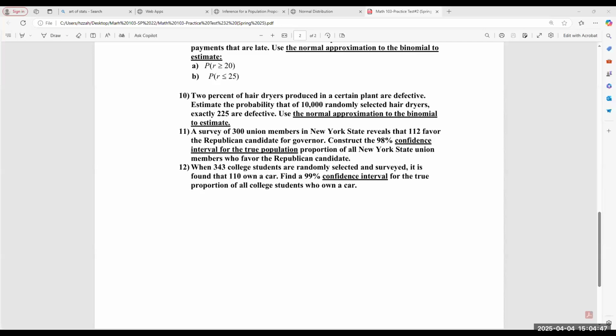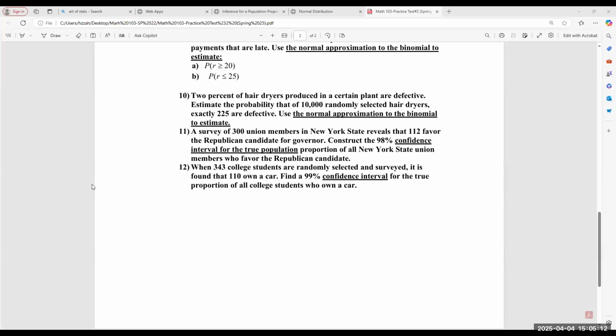So, the last problem, but we give only one. That is the last one. You see number 12. When 343 college students are randomly selected and surveyed, it is found that 110 own a car. Find a 99% confidence interval for the true proportion of college students who own a car.